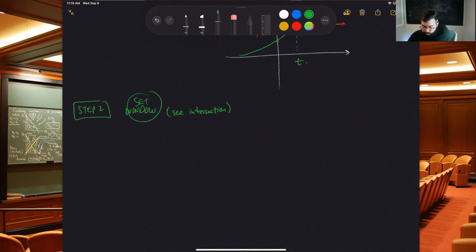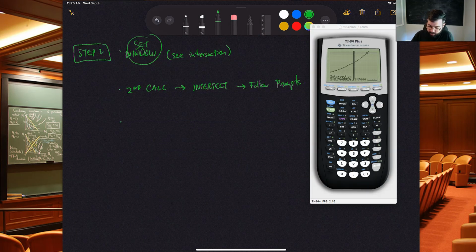And then you're going to use second calc, intersect, and then follow the prompts. And then it will spit out, okay, they're both at the output of 7,000 and the input was at 5.741. And so this is the input value that you're looking for.